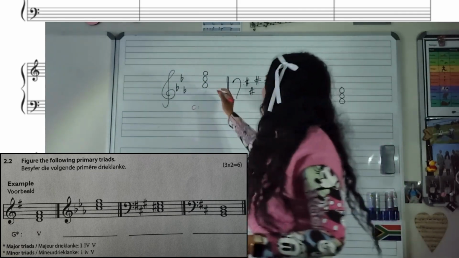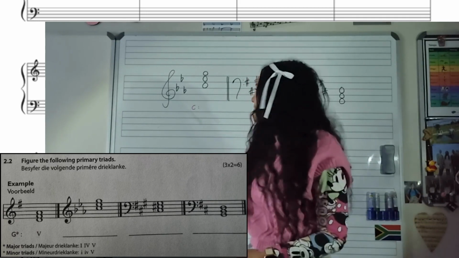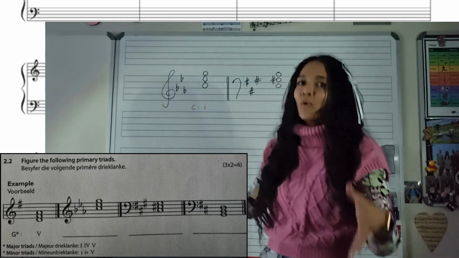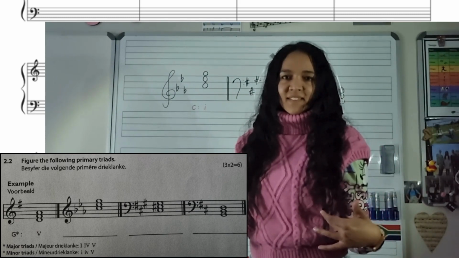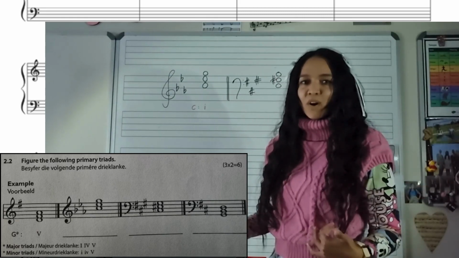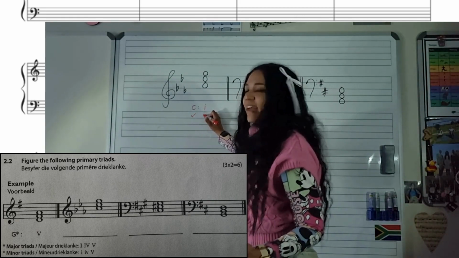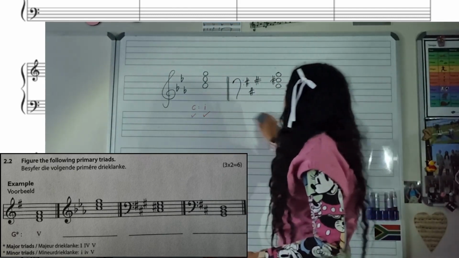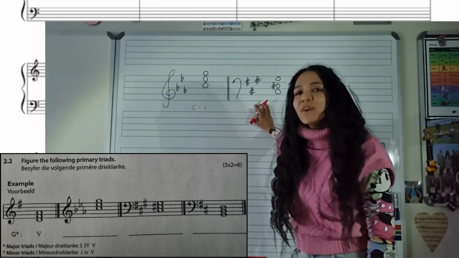And is C one of the primary triads? Yes, it is. It is basically the tonic. It's the 1st degree, and we need to figure it as a small tonic there. For each of these exercises, you will be getting 2 marks. So be sure to add your key and add your figuration of your chord, which is going to be a primary triad chord.